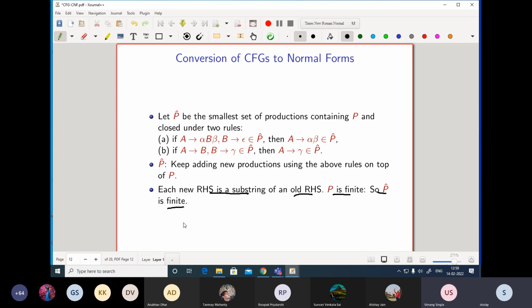This process must end at some point. We will have tried all possible variations of non-terminals going to some substring gamma, a subsequence of the original productions. So once I exhaust all these, there is no other production to add anymore. I will be repeating myself. Therefore, if P is finite, then so is P hat.